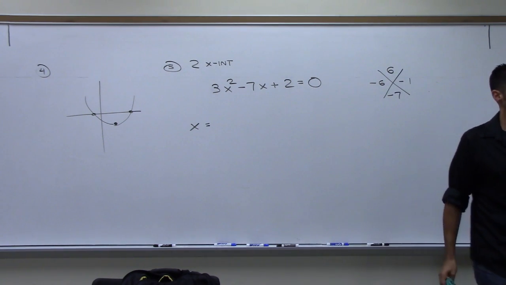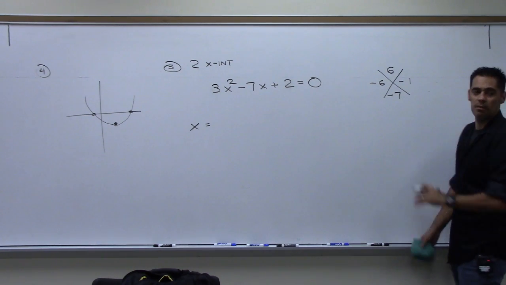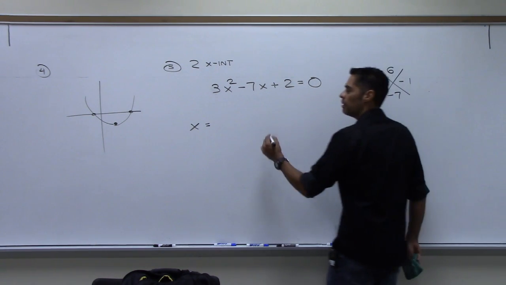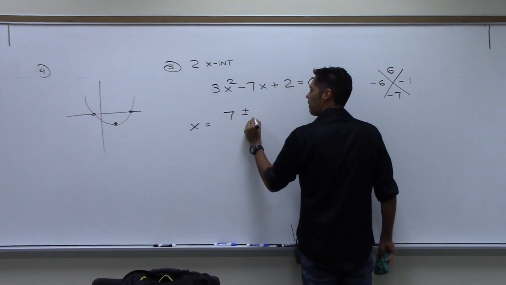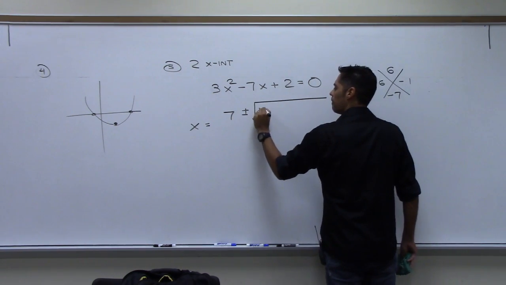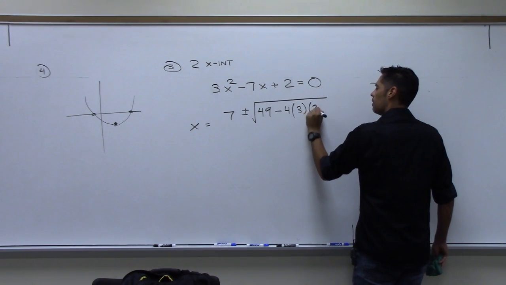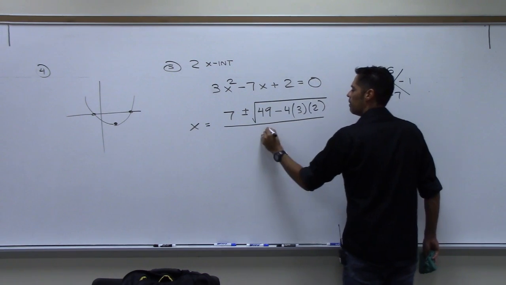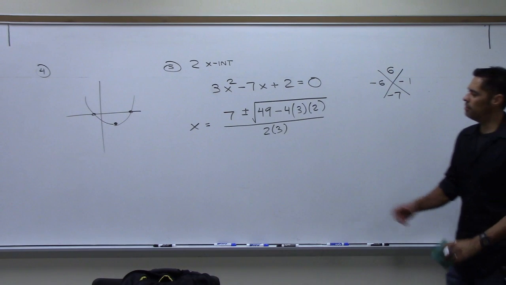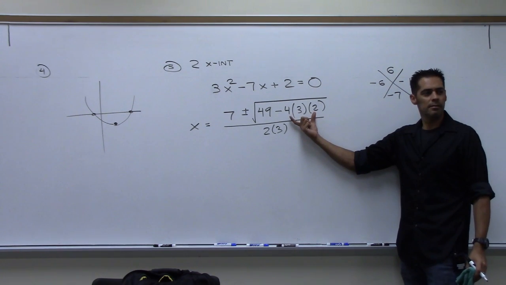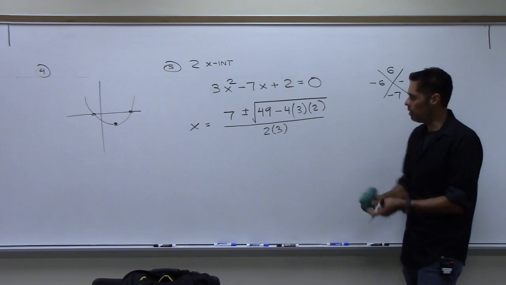And where are we already? Caesar, you want to go? I just want you to tell me what to write in the quadratic formula. Just tell me what I'm going to put in here. 7 plus or minus the square root of 49. Okay. Minus 4 times 3 times 2, over 2 times 3. Okay, good. And what is this going to turn out to be in here? -24. So it's going to be minus, right? Okay, good.